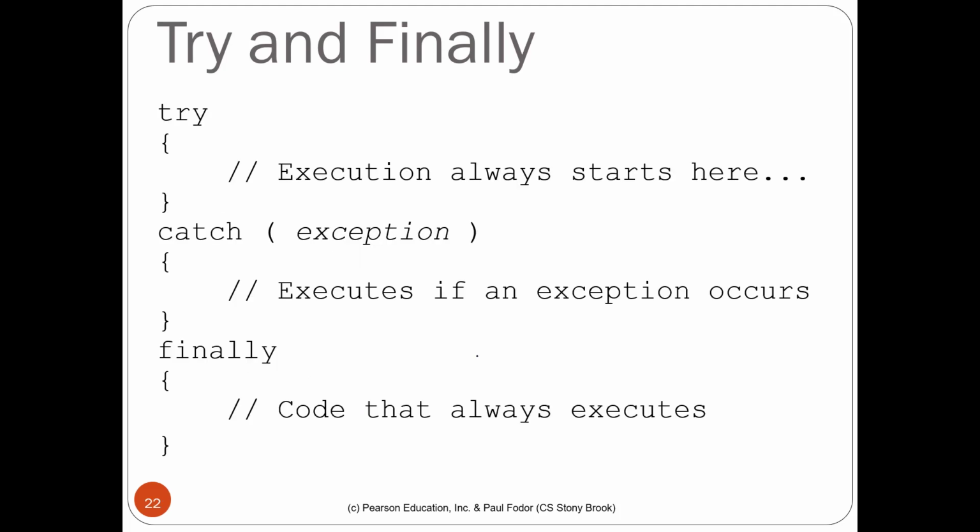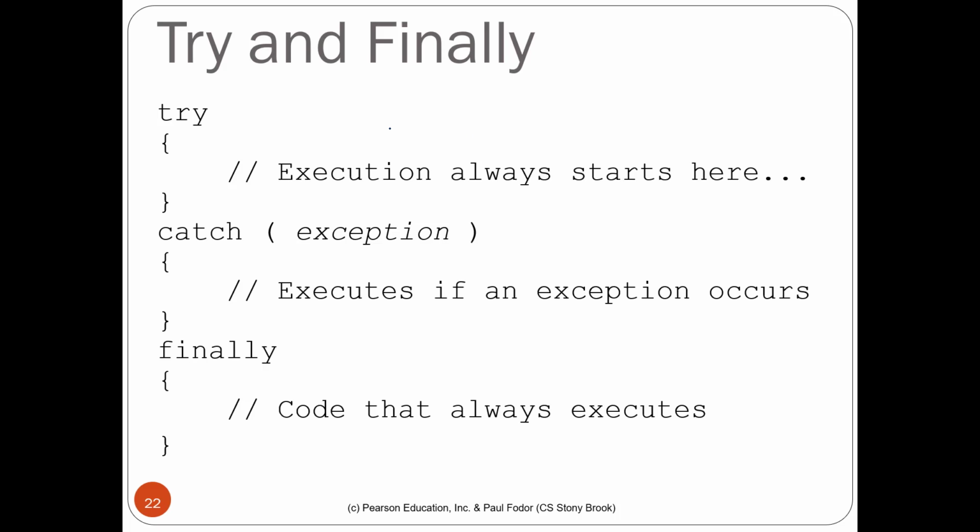So let's look at the general structure of try, catch, and finally. Try and catch we have already seen. After try and catch you can write your finally block, and whatever code you're writing in finally will always run. Okay, so let's understand the whole structure. Execution will start in the try block. Execution always starts here in the try block.